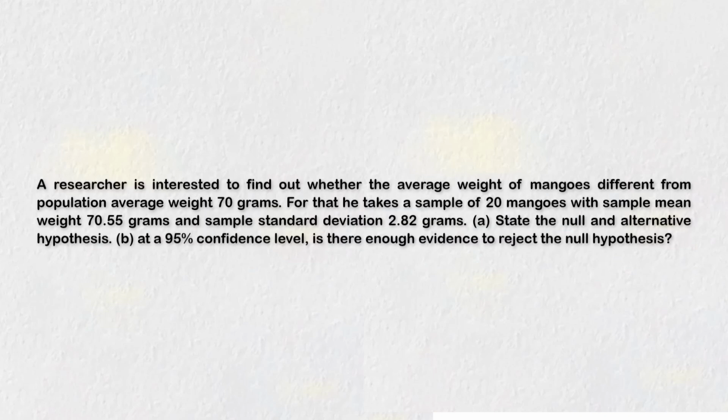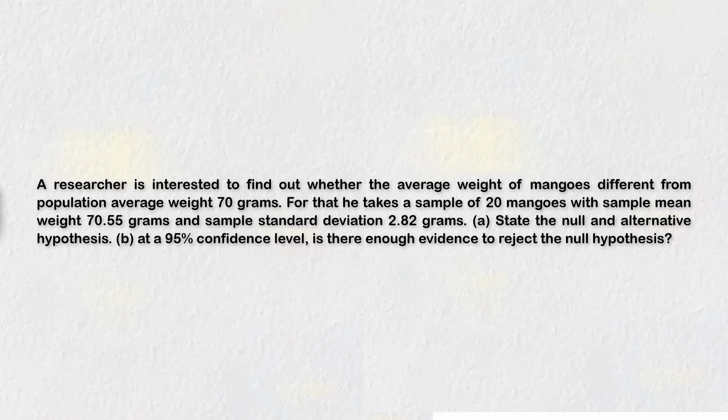A researcher is interested to find out whether the average weight of mangoes is different from the population average weight of 70 grams. For that, he takes a sample of 20 mangoes with sample mean weight 70.55 grams and sample standard deviation 2.82 grams. State the null and alternative hypothesis. At 95% confidence level, is there enough evidence to reject the null hypothesis?